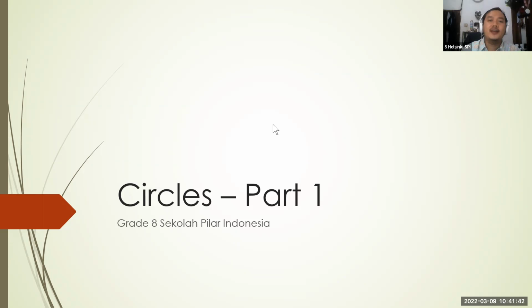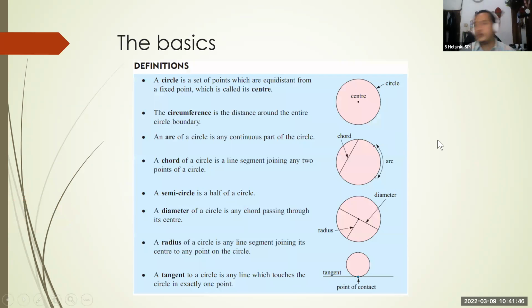Okay, so let's just start the first slide. Here we go. These are the basics that you need to know. You can write it down or you can screenshot that, it's fine, no problem, because there are so many things in here. So I'm gonna start from the first one.